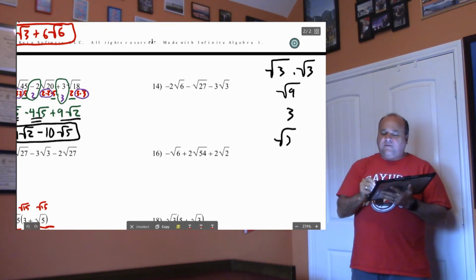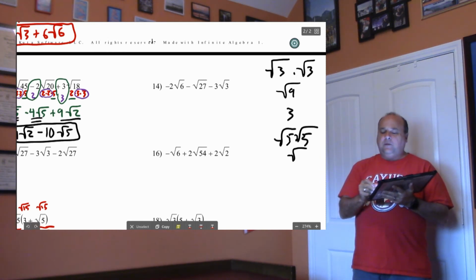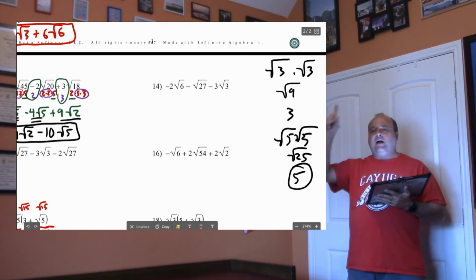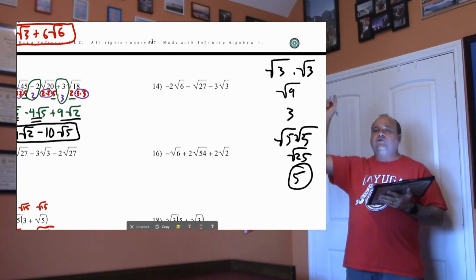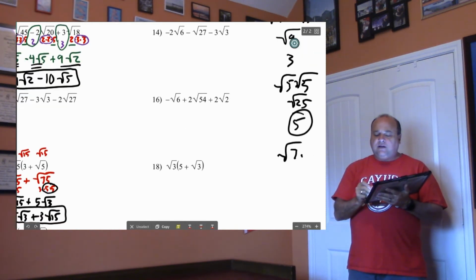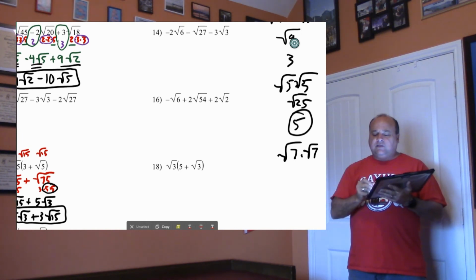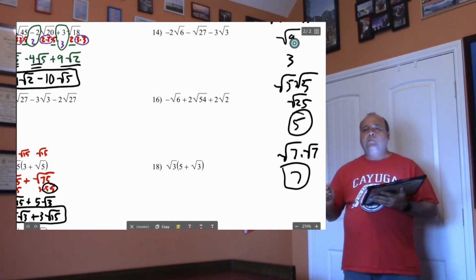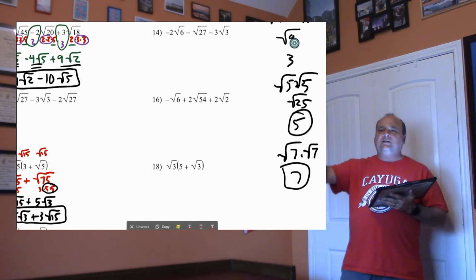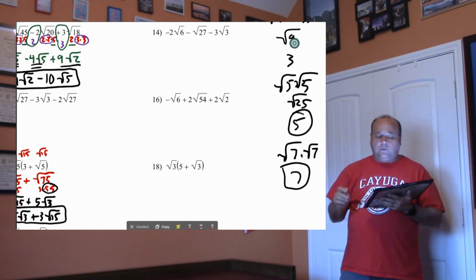So what would the square root of 5 times the square root of 5 be? The square root of 5 times the square root of 5 would be the square root of 25, which is 5. So when you multiply a square root by itself, the square root goes away and the radical stays there. And lastly, let's just do the square root of 7 times the square root of 7. Got to be 49, right? The square root of 49 is just 7. This just turns into 7, doesn't it? So when you multiply a square root by itself, the square root goes away and you just have the number inside the square root symbol.